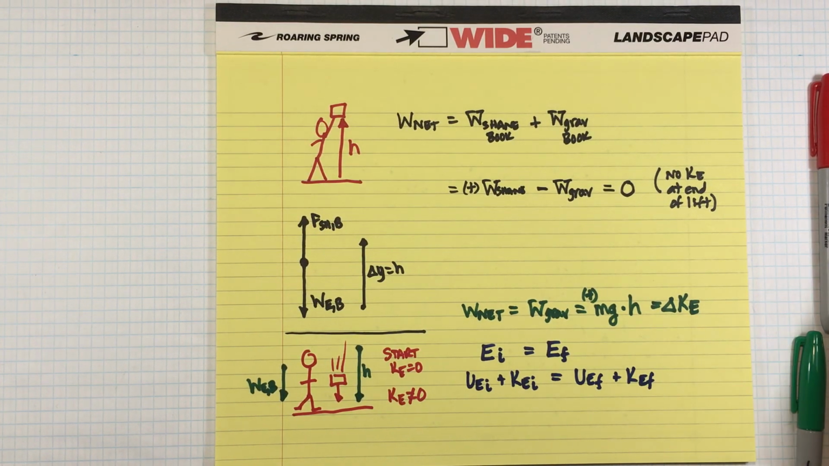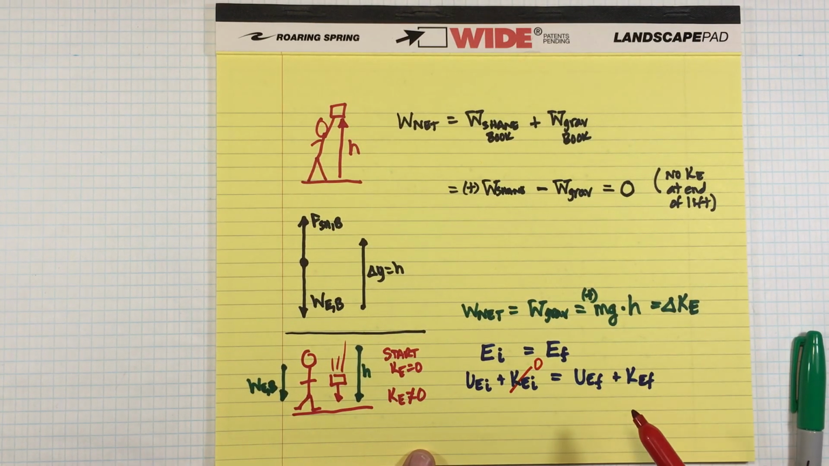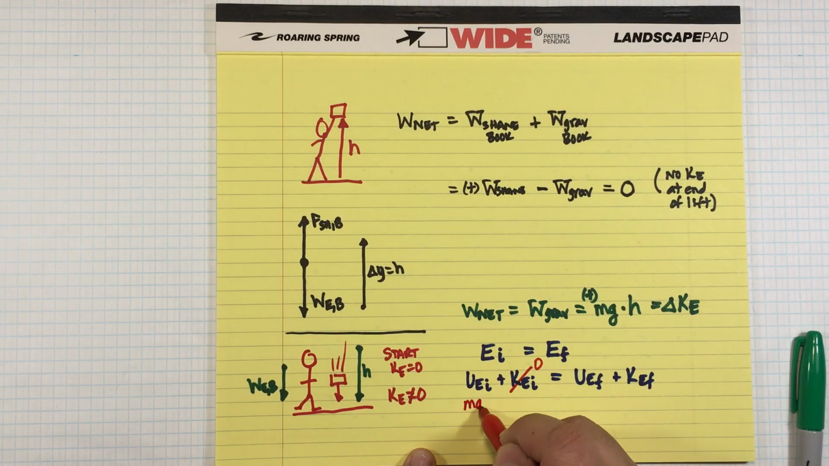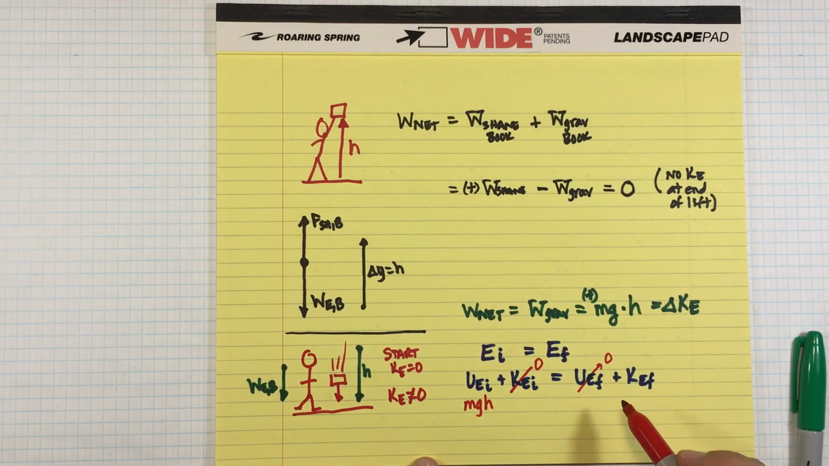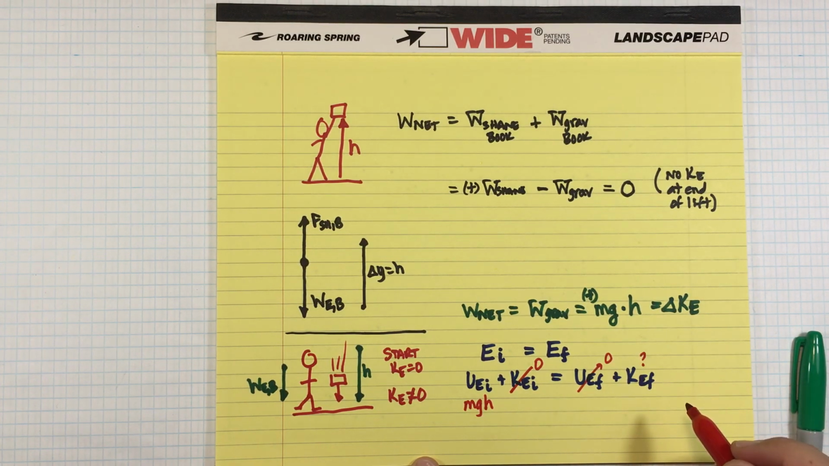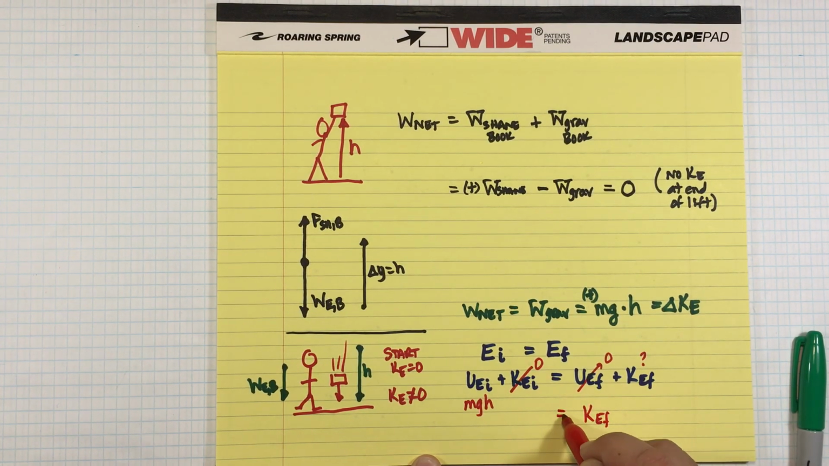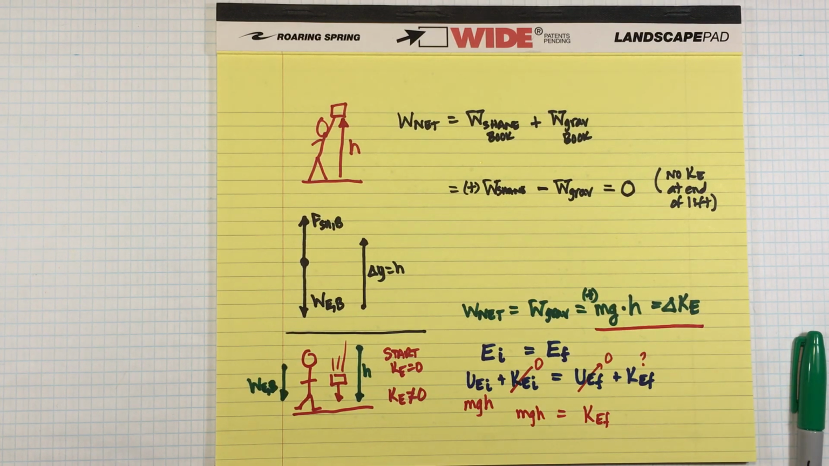And in this case, when the book starts at its initial height, it has no kinetic energy initially. It has mgh of potential energy initially. When it gets to the bottom, it has 0 potential energy at that moment right before it hits the ground, and it has some unknown final kinetic energy. Well, in fact, this tells us that the final kinetic energy is equal to mgh. Everything that was stored in potential energy has been converted into kinetic energy, which is the same result that we get using the work-energy theorem.